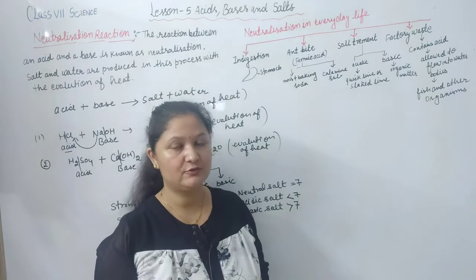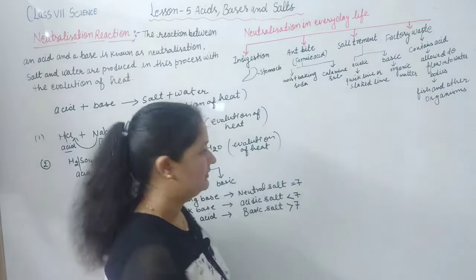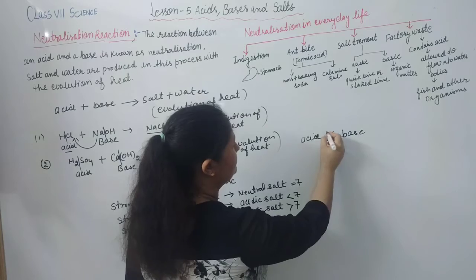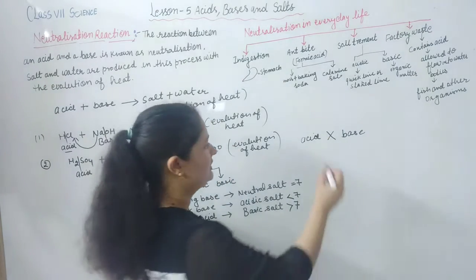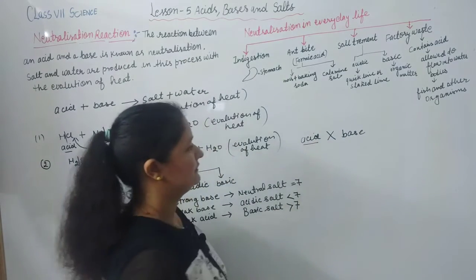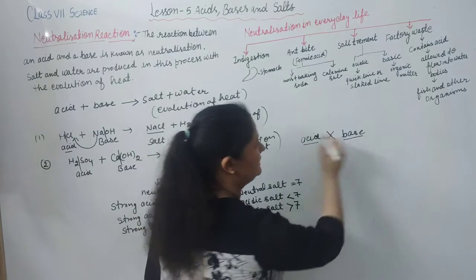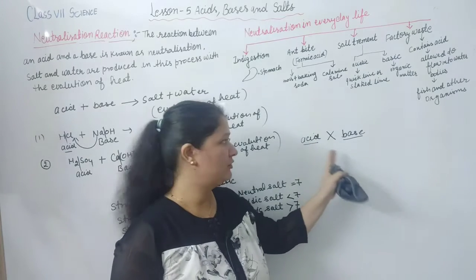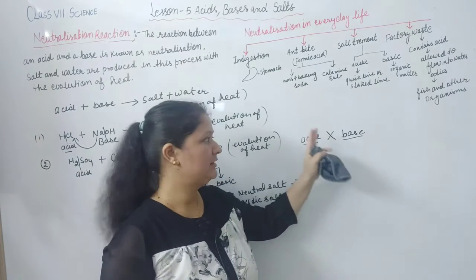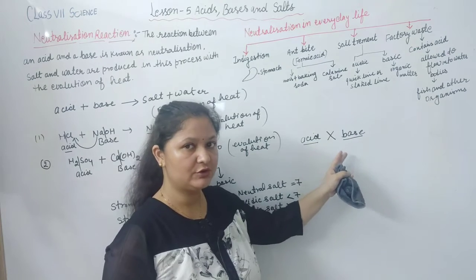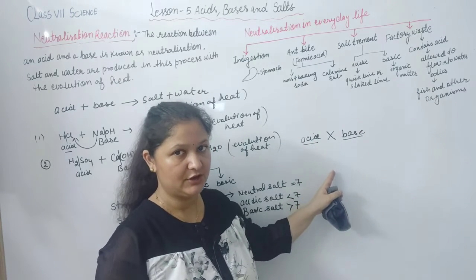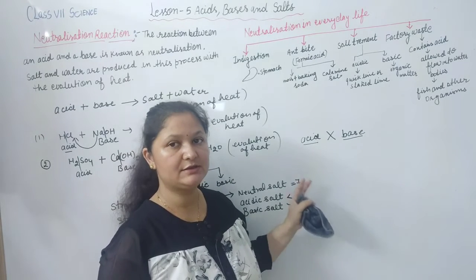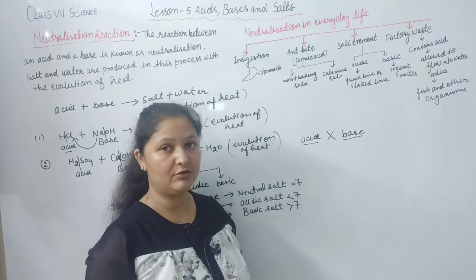So it is very clear from the neutralization reaction that when an acid combines or reacts with base, they cancel the effect of each other. Means the acidic nature of acid and basic nature of base are destroyed completely when we take appropriate amounts of acid and base. Okay, so this is all about neutralization reaction. Let us understand this neutralization reaction with the help of an activity.